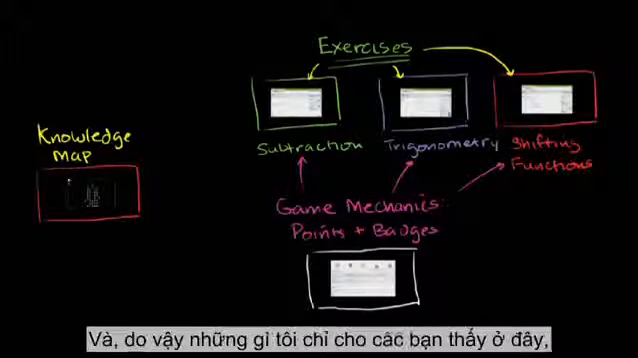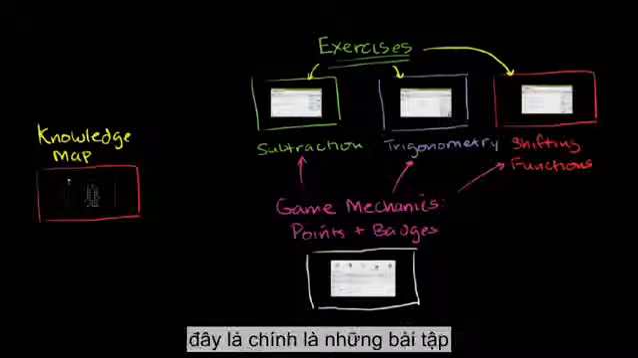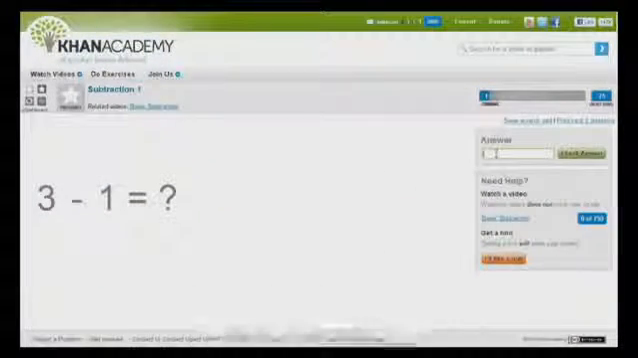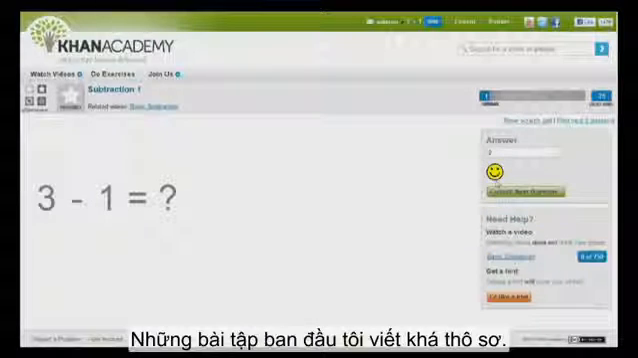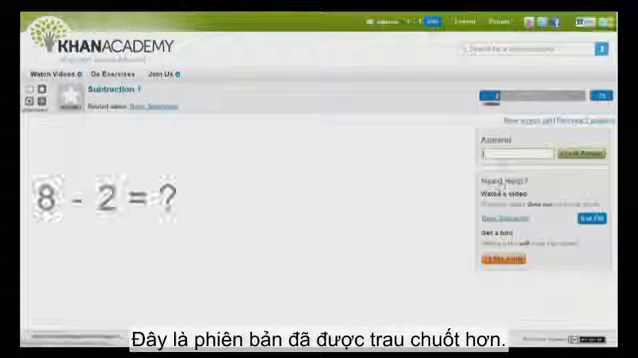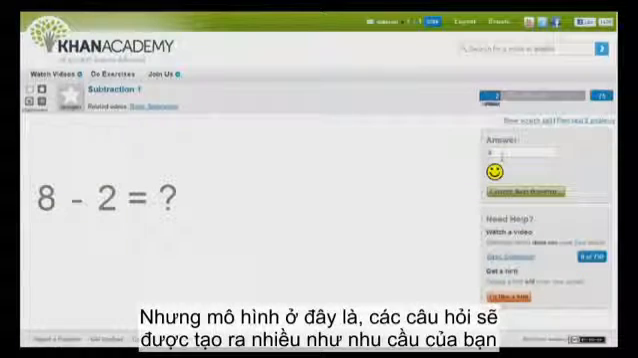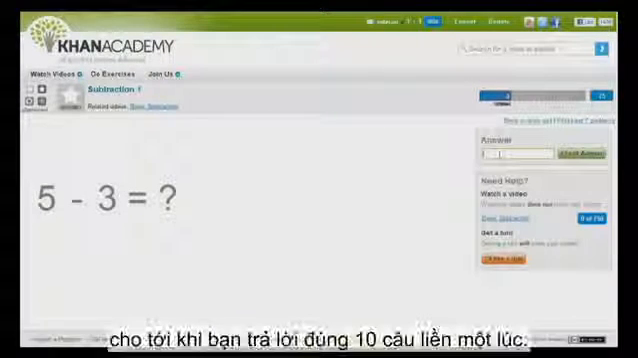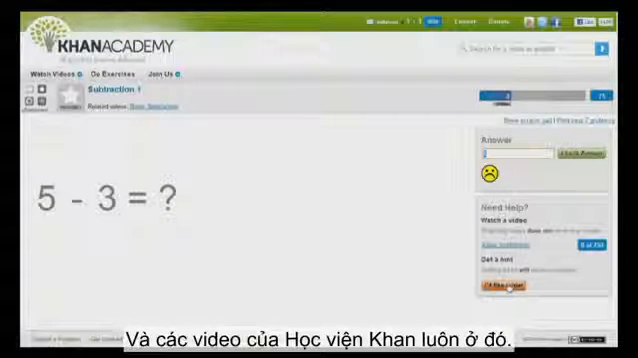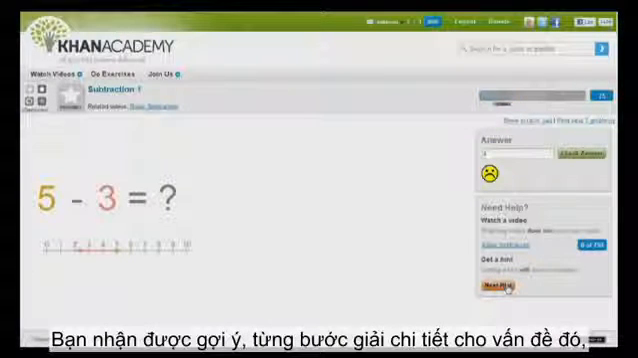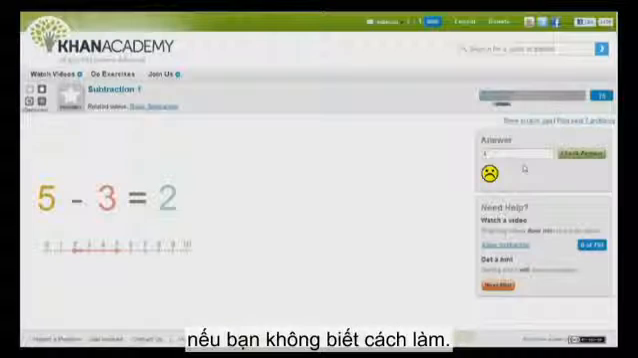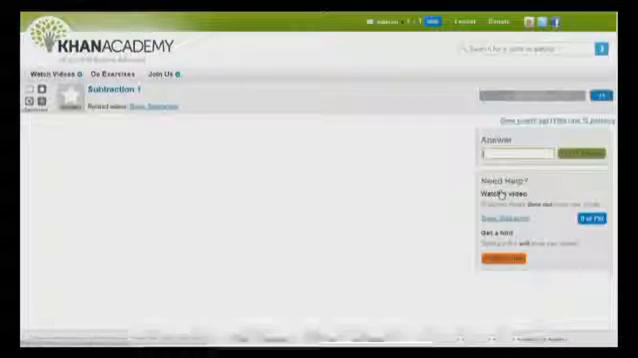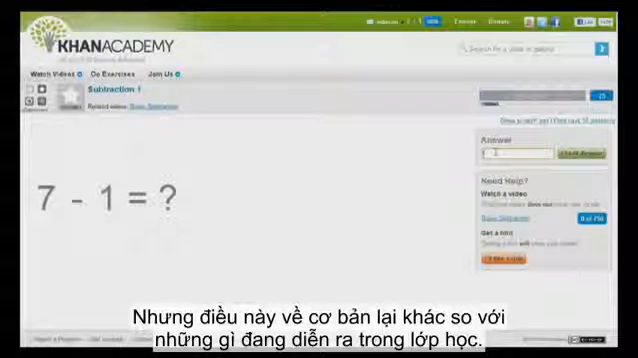And so what I'm showing over here, these are actual exercises that I started writing for my cousins. The ones I started were much more primitive. This is a more competent version of it. But the paradigm here is we'll generate as many questions as you need until you get that concept, until you get 10 in a row. And the Khan Academy videos are there. You get hints, the actual steps for that problem if you don't know how to do it. It seems like a very simple thing, 10 in a row, you move on. But it's fundamentally different than what's happening in classrooms right now.